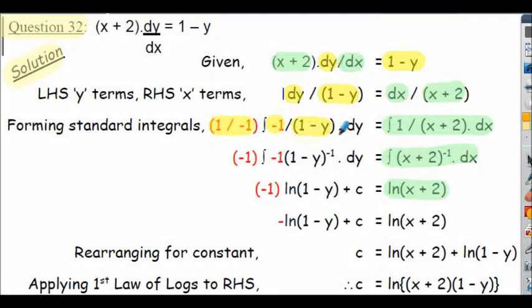When we differentiate 1 minus y, we get negative 1. So our solution then holds for the ln function of x. And don't forget 1 divided by negative 1, of course, is negative 1. So we'll just simplify that on the next line.